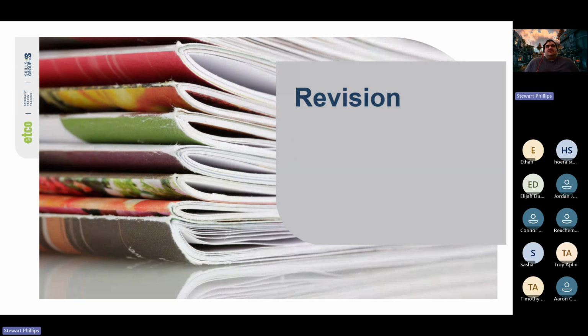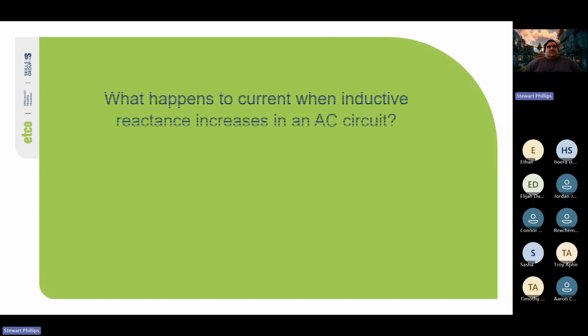So before we move into the new topic, we'll revisit some of the key ideas that we talked about last week. So remember, the balance between inductive and capacitive reactance is what leads us to resonance, like we started to talk about. So let's confirm we still understand how the reactance and impedance work before we look at how they cancel out. So what happens to current when inductive reactance increases in an AC circuit?